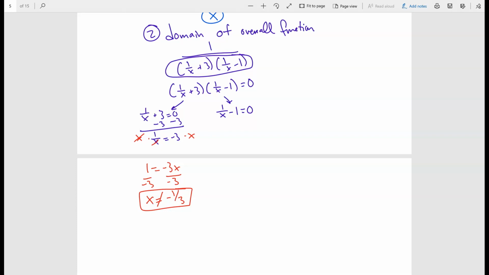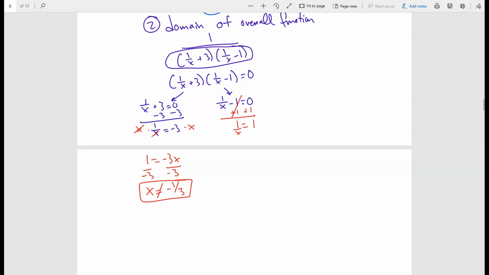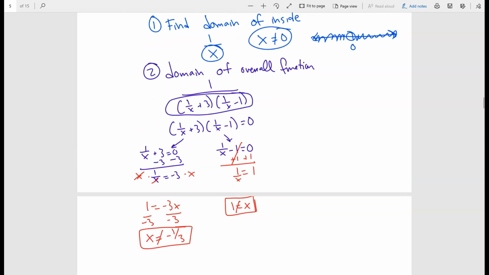Now this guy, we're going to add the 1. You got 1 over x equals 1. Going to move the x over, and you just get 1 equals x. So this cannot be equal to 1. Okay, so when I look at the domain, it is everything except 1 and negative 1/3. So it can be anything that I want except those two numbers.